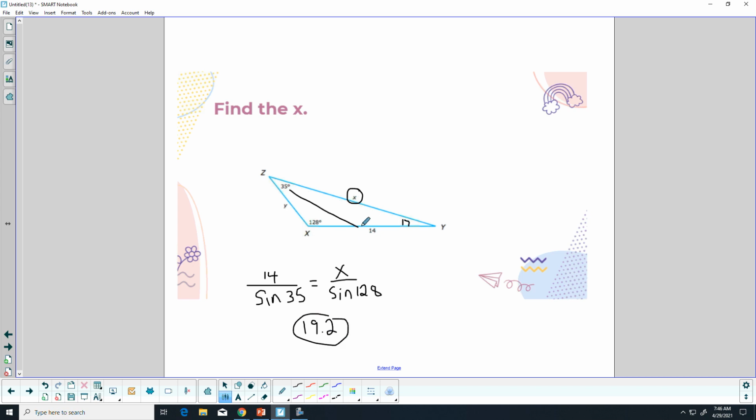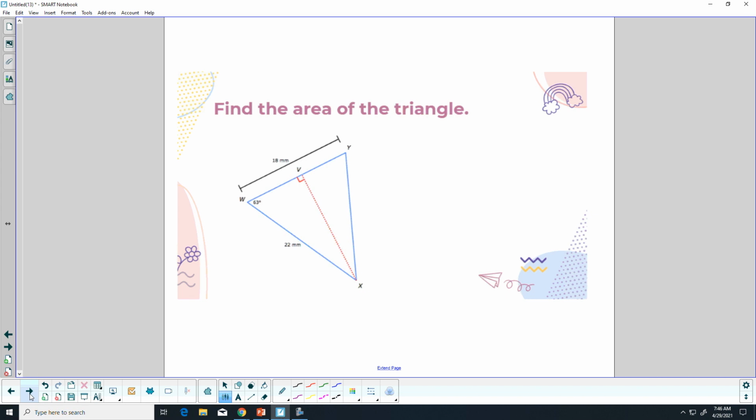And that seems like a reasonable answer based on the other side. All right, find the area.